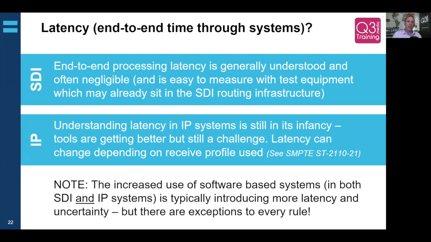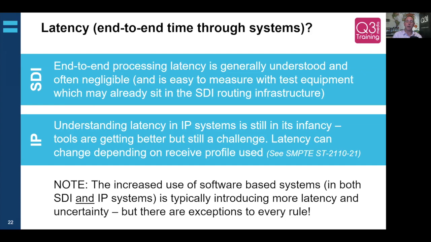Something I wanted to highlight that isn't necessarily a problem with IP, but often gets lumped in with IP, is software-based systems. And this is where the larger buffer was designed in the 2110-21 standard. It was originally to cope with software-based senders that are a little bit more variable in their packet timing. With software, you're typically dealing in frames in memory, and therefore you're immediately introducing more processing latency. There are exceptions to this rule.